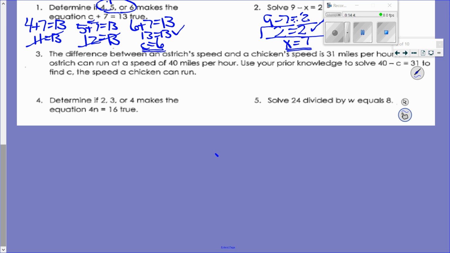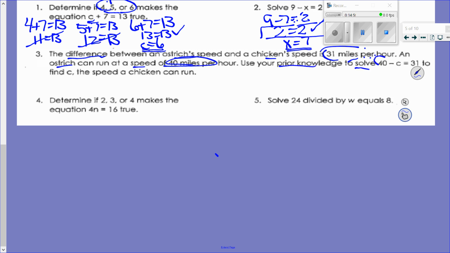Our next one, we have a good old word problem. The difference between an ostrich's speed and a chicken's speed is 31 miles per hour. An ostrich can run at a speed of 40 miles per hour. Use your prior knowledge to solve. And they gave us an equation for it. 40 minus C equals 31, to find C, the speed a chicken can run. Marking your text, guys, really can help you immensely on these things. So they gave us this equation, 40 minus C equals 31.